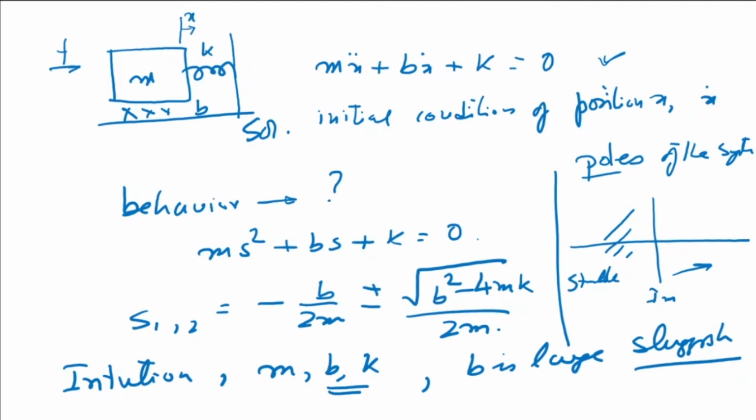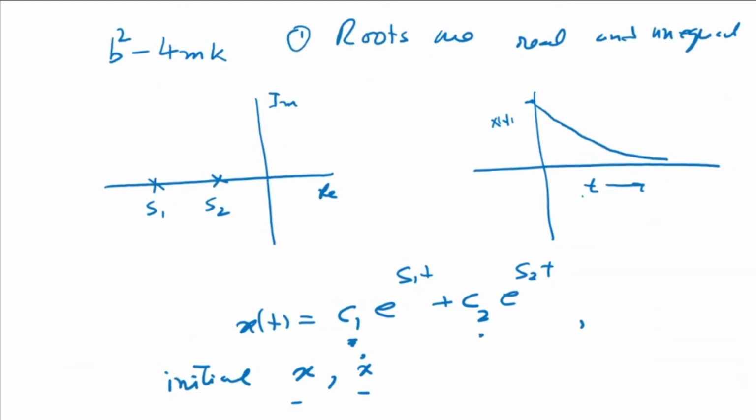Another way of showing stable or unstable is where the system poles are. In this particular case, the two system poles are on the left side, and hence the system is stable. So this is telling us about the response of the system. It is also telling us about the stability of the system.